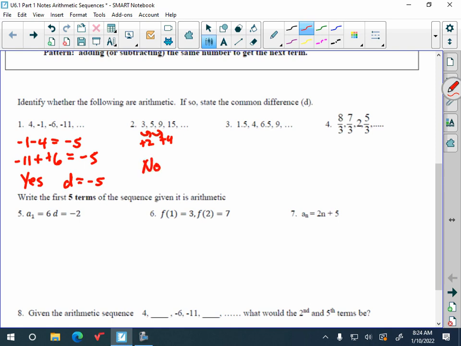So because it's not arithmetic, that means there is no D value. There's no common difference. There is a pattern here, but it's not an arithmetic pattern. We're only looking for arithmetic patterns. All right, number 3, 1.5, 4, 6.5, 9. Is this arithmetic?